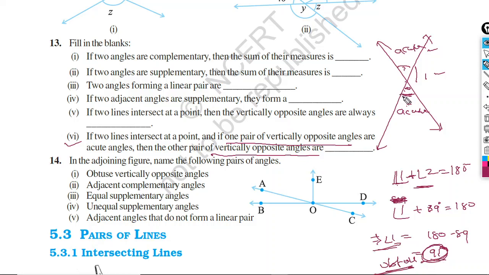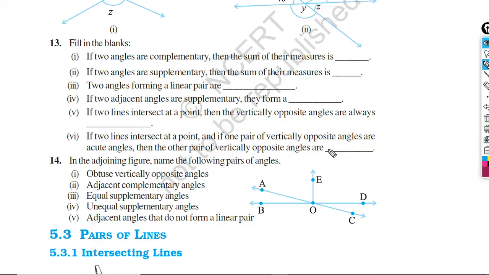Well, now you see the question is saying if two lines intersect at a point, if one pair of vertically opposite angles are acute angles, then the other pair must be what? We saw it is obtuse angle. So this angle must be obtuse, and the vertically opposite angle of this obtuse angle must be obtuse. So the answer is obtuse.